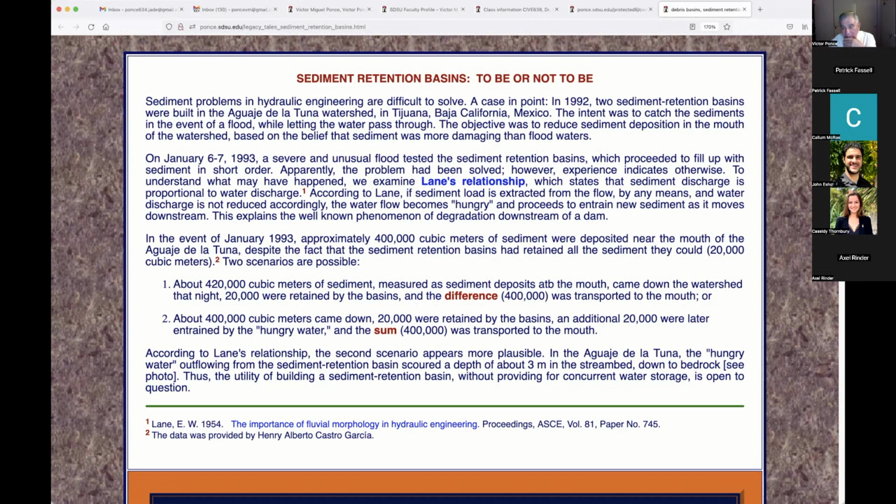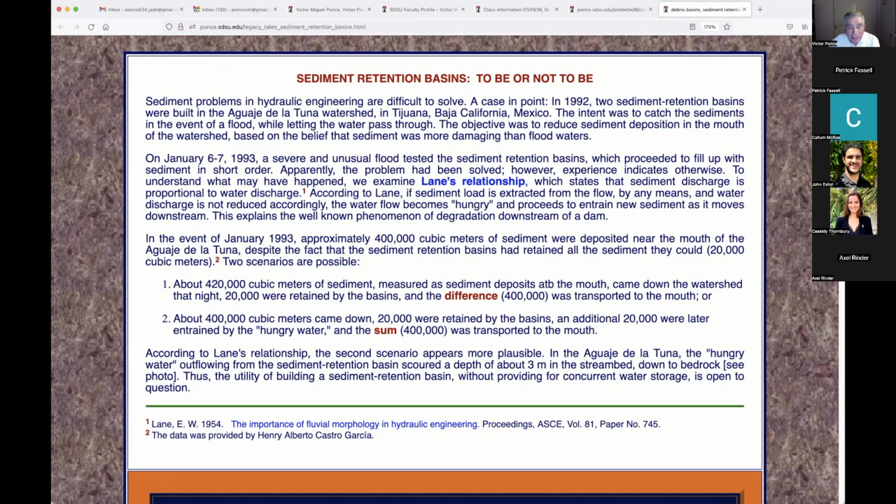So the intent was to catch the sediments in the event of a flood while letting the water pass through. The short-sighted vision was that if we can hold on to the sediments, we'll let the water pass through clear and we'll be fine. That was wrong, of course. The objective was to reduce sediment deposition in the mouth of the watershed, based on the belief that sediment was more damaging than floodwaters.